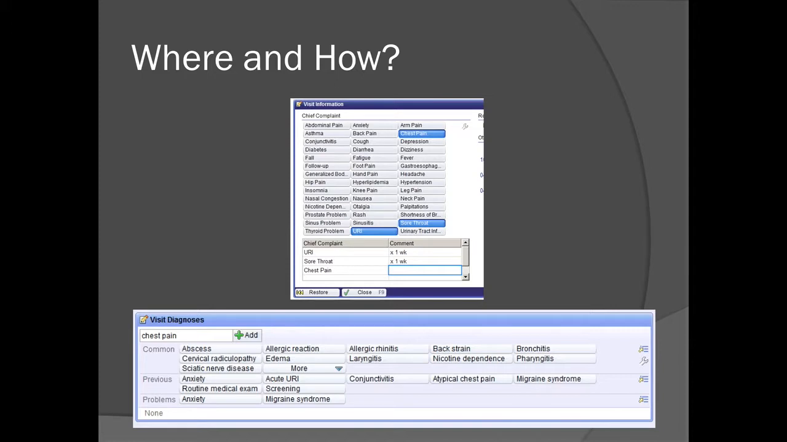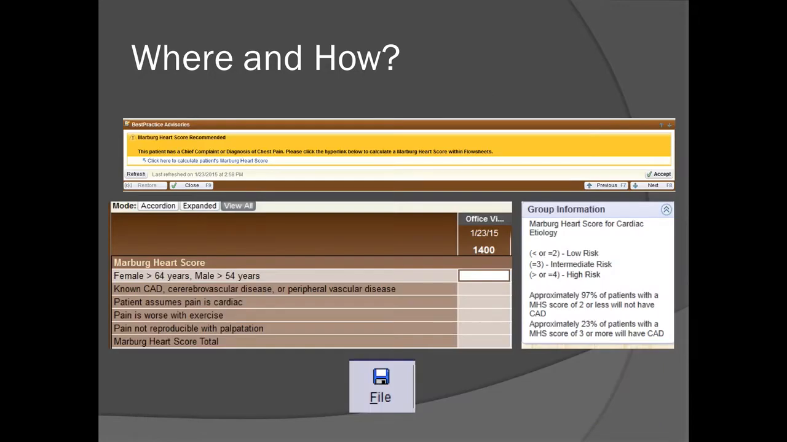How is the Marburg Heart Score used? Primarily, when the medical assistant or nurse enters the patient complaint, if there is anything in the ICD-9 grouping of chest pain, that will trigger the best practice advisory, or when the provider enters something in the ICD-9 diagnosis family of chest pain, that will also trigger the best practice advisory. The best practice advisory will show in the banner across the top of your Epic screen, and it will say BPA, or best practice advisory, with a number 1, 2, or 3 in parentheses.